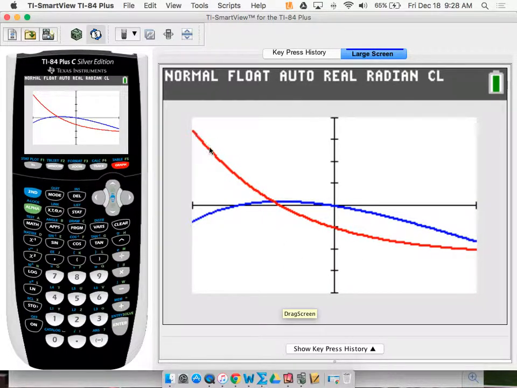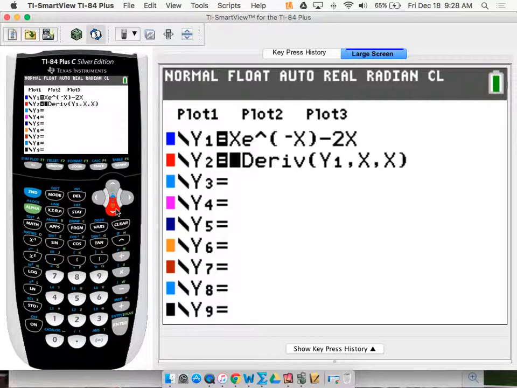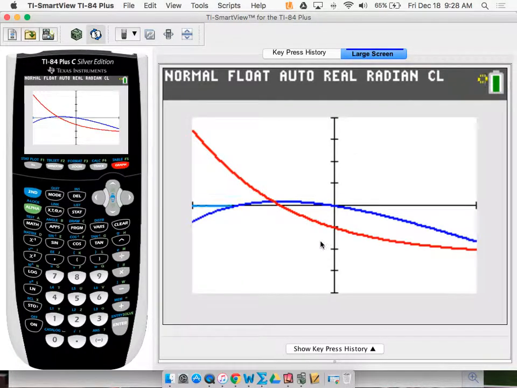Okay, so the red line again is your derivative, and we're trying to see where the derivative equals 0, which would be right here, right? So go back to y equals, and you're going to put in 0 into y3. So you should have the original equation, the derivative, and then 0. And you're going to hit graph again. If it's in black and white, you're not really going to see it.